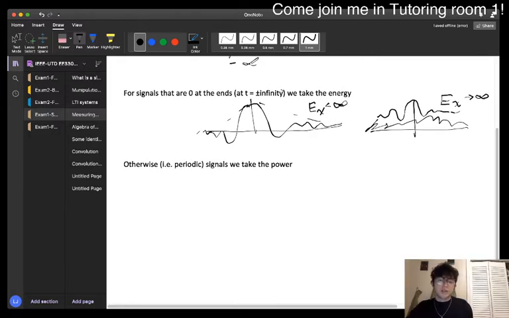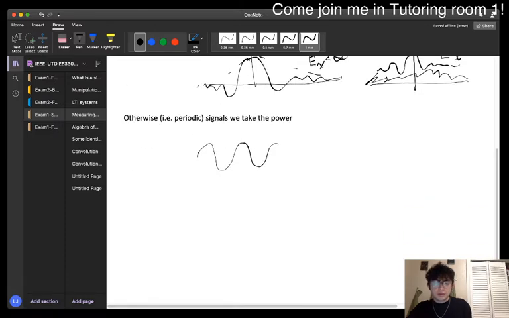But what if we have signals that are periodic? Then what do we do? Well, the most natural way is to do something similar, but adjust it a bit. So what we do is we take the energy over a single period of our signal. So say we have a periodic signal, let's call this P of t.